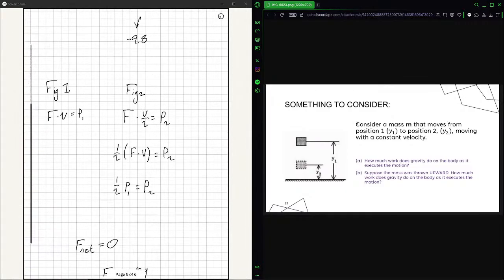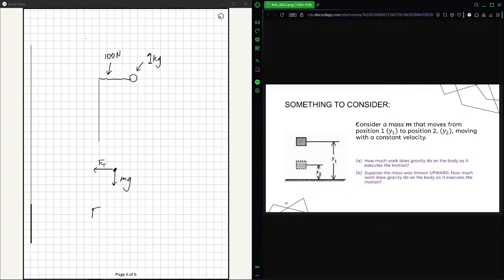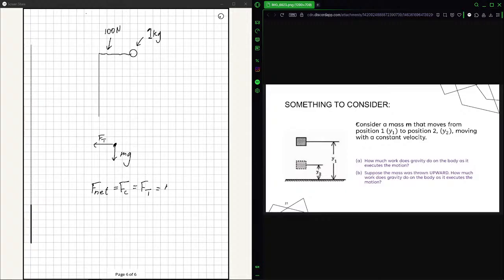Accidentally moved that, sorry. Just force of tension. So like I said, centripetal force is an F net. It's a circular F net. So we only have one force in the centripetal direction, Fc, which is equal to Ft, alright? So we can set this equal to mv squared over r.